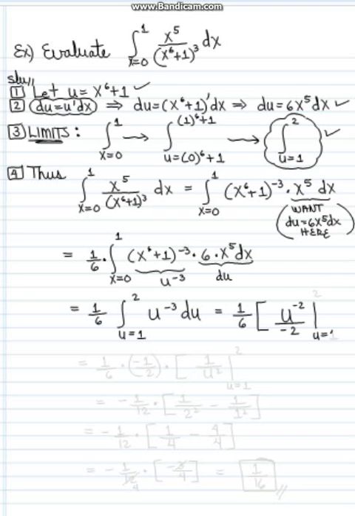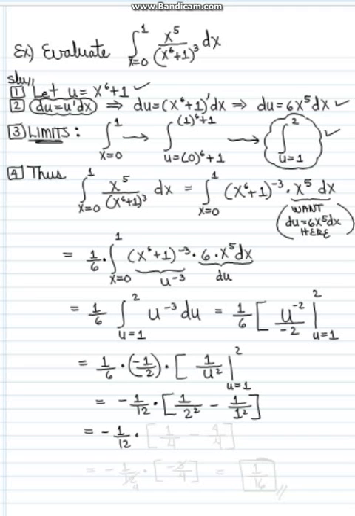and then the antiderivative is u to the negative 2 over negative 2, evaluated from u equals 1 to 2. So it's 1/6, pull out the least common denominator, negative 1/2, of u to the negative 2, or 1 over u squared, from 1 to 2. So that's negative 1/12 times (1 over 2 squared minus 1 over 1 squared). That turns out to be negative 1/12 times (1/4 minus 4/4). So it's negative 1/12 times negative 3/4.